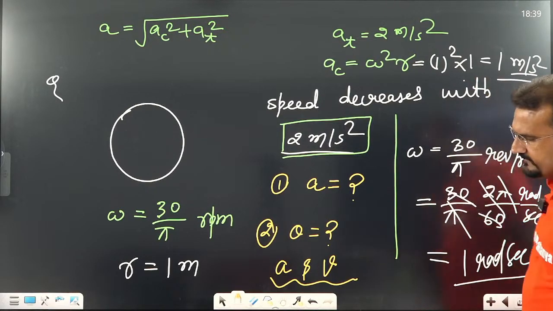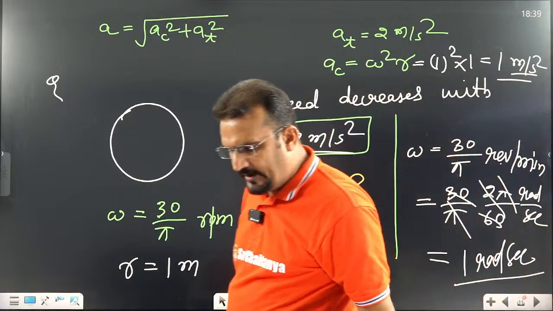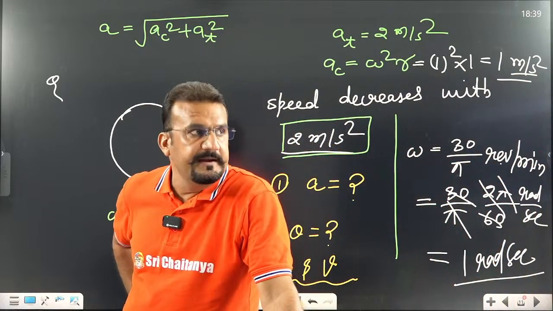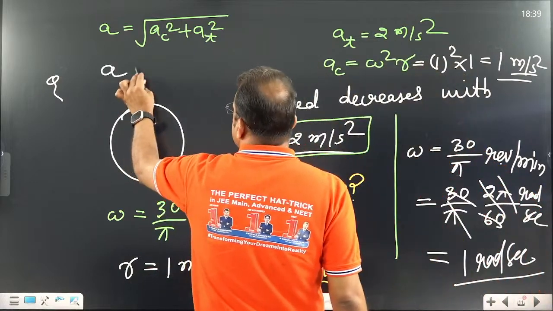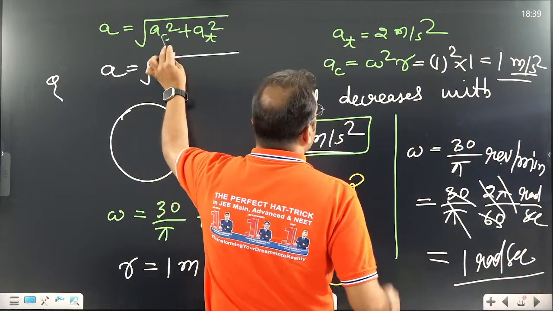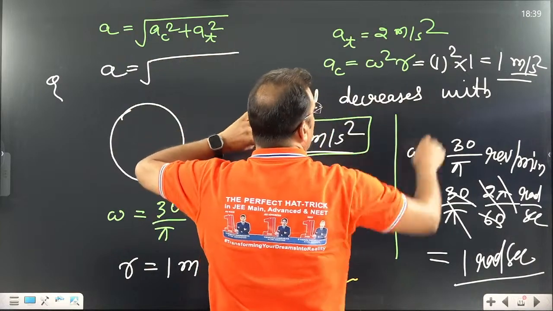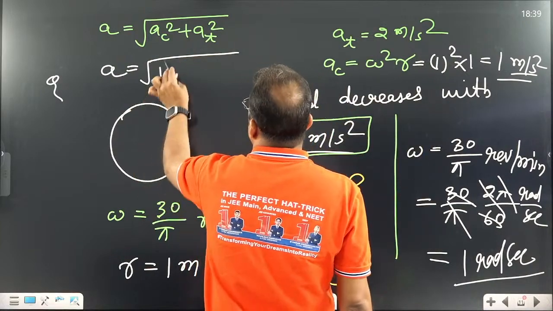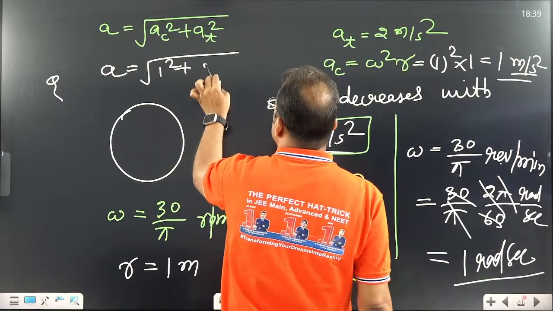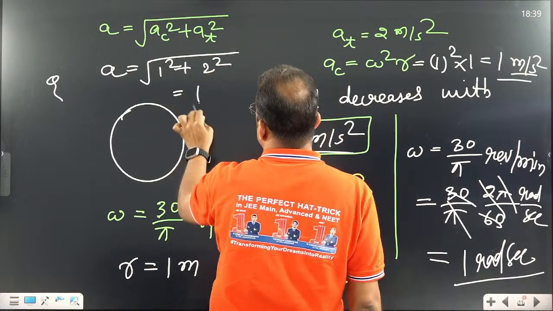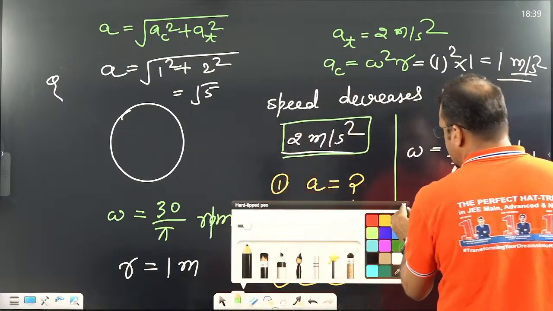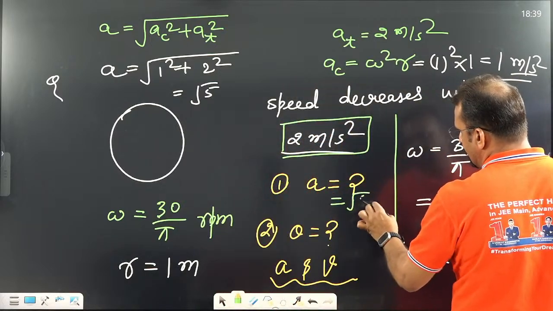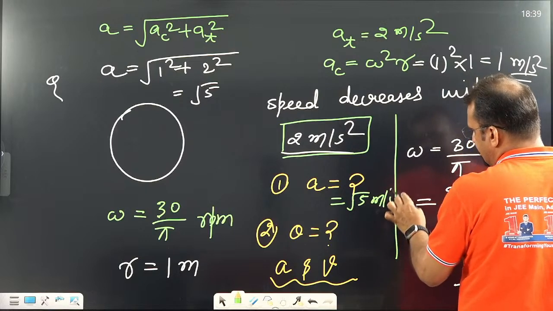That means AC is given, AT is given. Now I think you are able to solve. If AT and AC both are given, what is the net acceleration? Under root AC square plus AT square. What is AC? 1 square. Yes or no? What is AT? 2 means 2 square. 4 plus 1, under root 5. That means the first part answer is root 5 meters per second square.